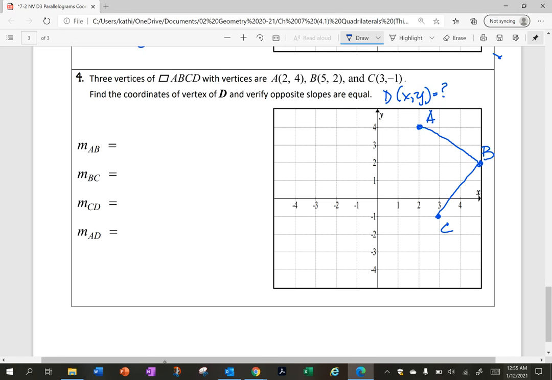So I know the slopes for here and the slopes over here are going to be the same. So if I'm going to go from here, rise over run, the rise is going to be down 1, 2, 3, and left 1, 2. Okay. So here is D, and D is at the coordinates 0, 1.